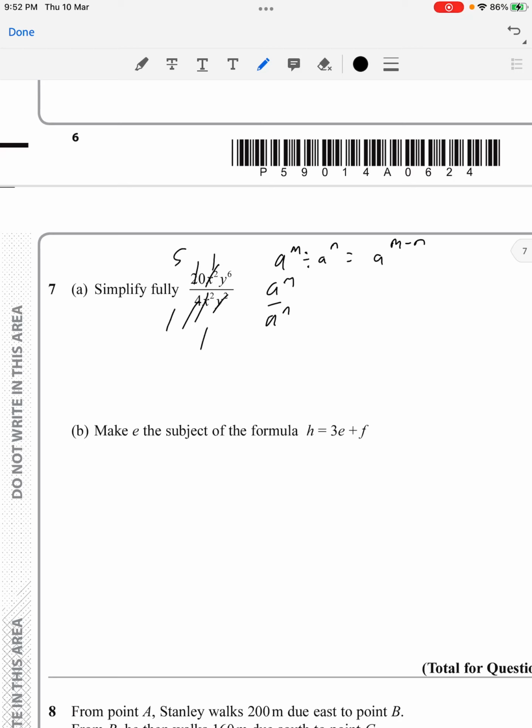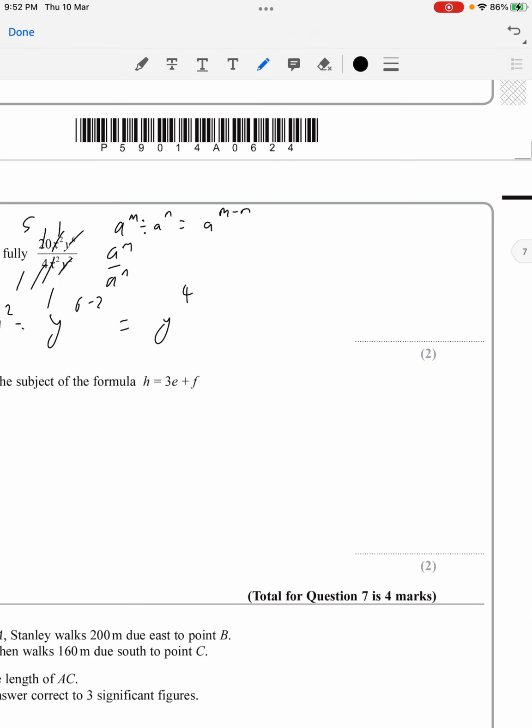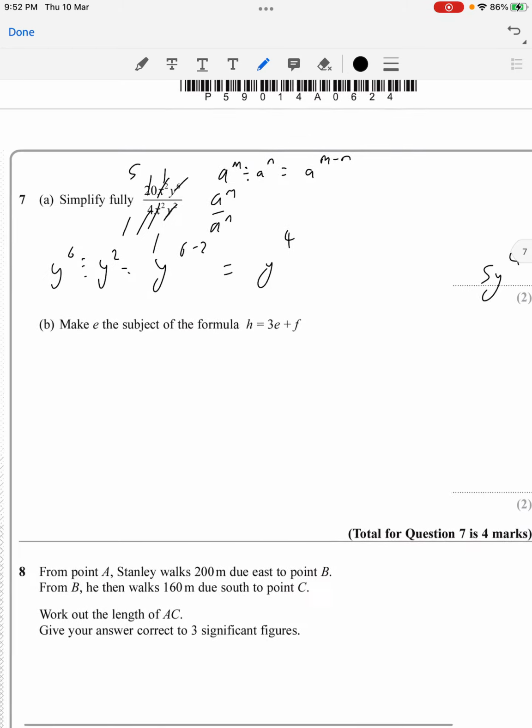X cancels out 1, y^6 divided by y^2 is equal to y^(6-2), which should be y^4. So you have to show working. I'm just simplifying it quickly. So you have 5y raised to the power 4.